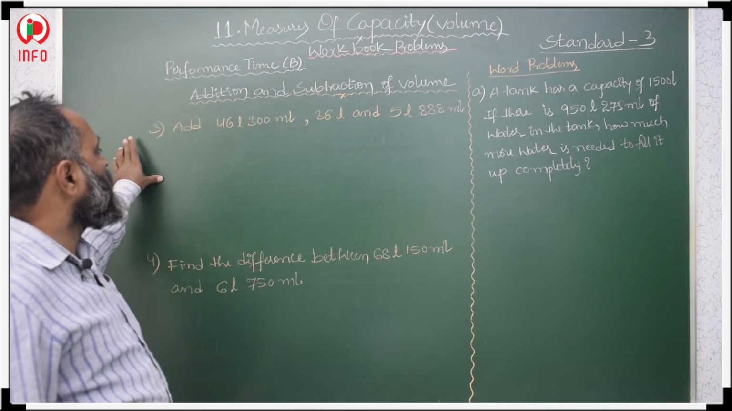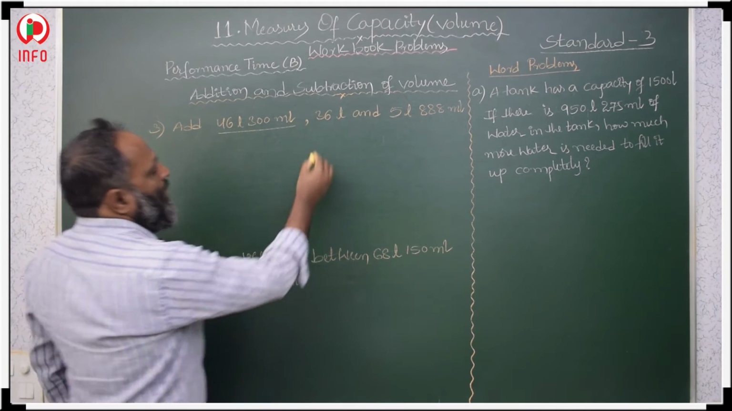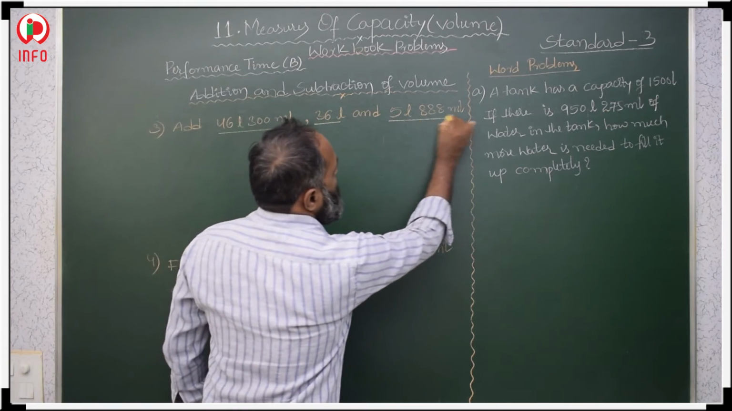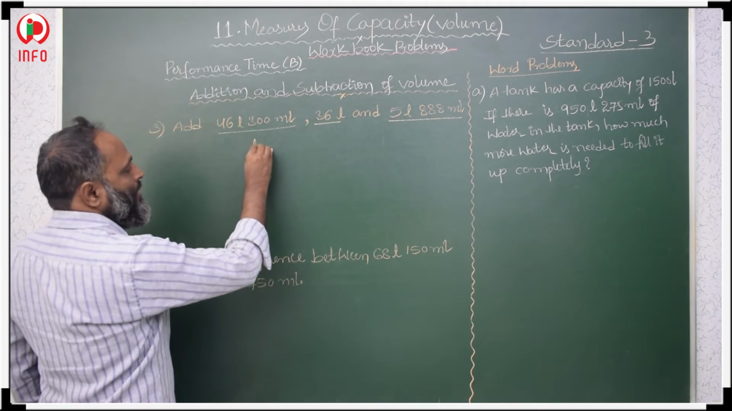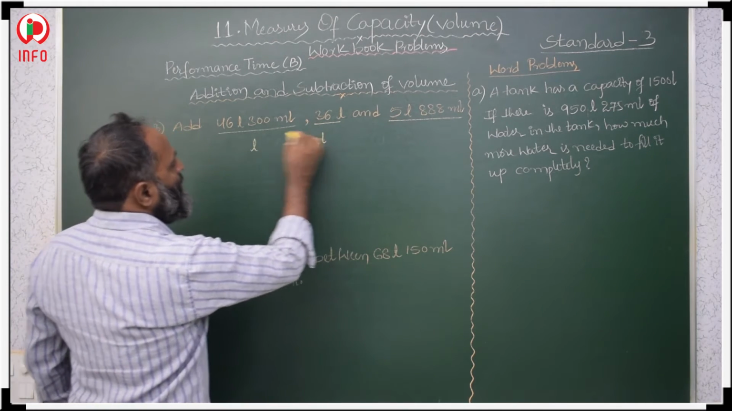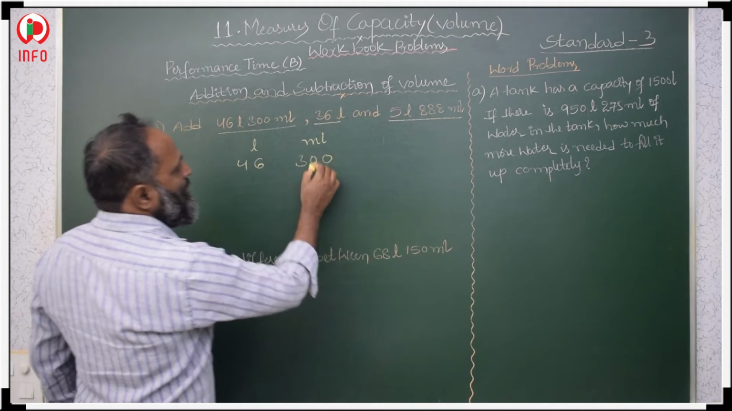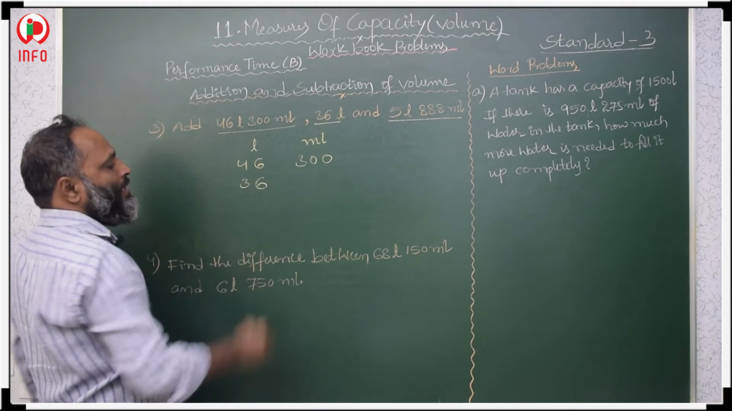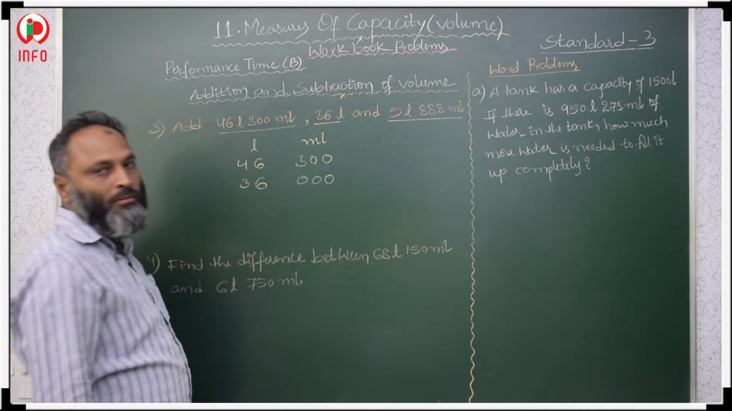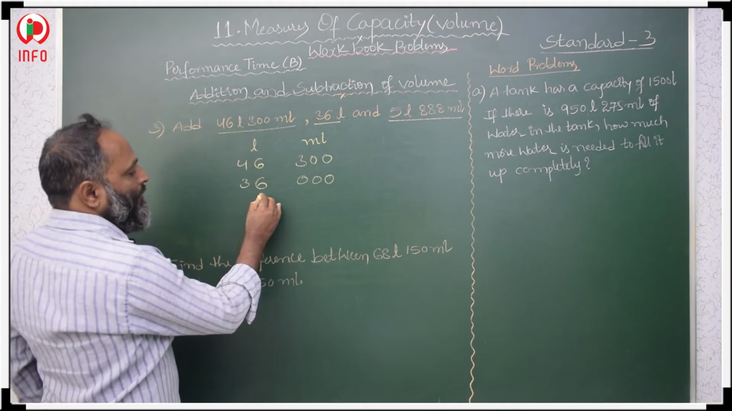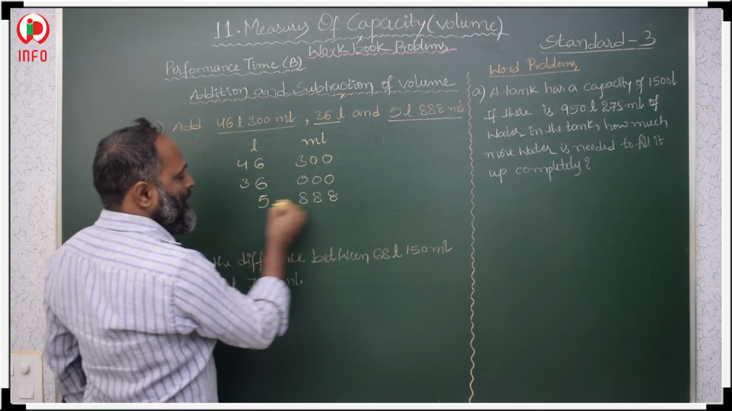Now see students, here the next question: add 46 liters 300 ml, 36 liters, and the last 5 liters 888 milliliters. So first we have to arrange in column, liters and milliliters. First quantity is 46 liters 300 milliliters. Second quantity 36 liters, there is no milliliters, means 000 milliliters. Now 5 liters, 5 we have to take in units place, and 888 milliliters. Now add.